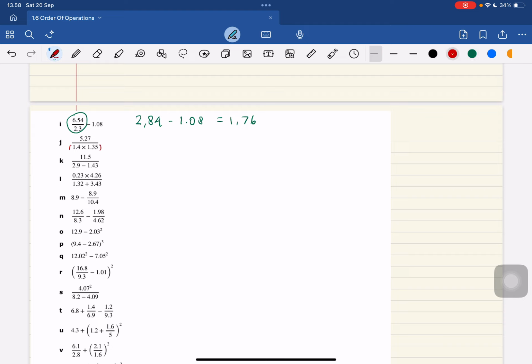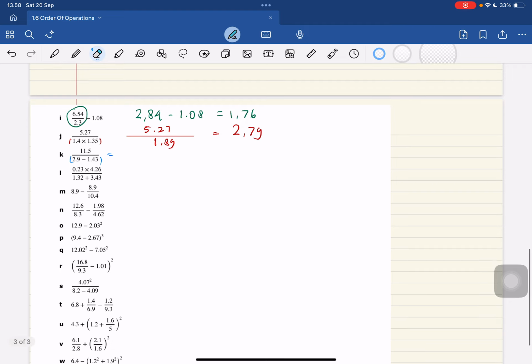Next, okay, look at here. We got an invisible bracket. So before we divide, we need to finish the multiplication first. 1.4 times 1.35 is 1.89. So let's proceed. 5.27 we divide by 1.89. So we got the answer 2.79.